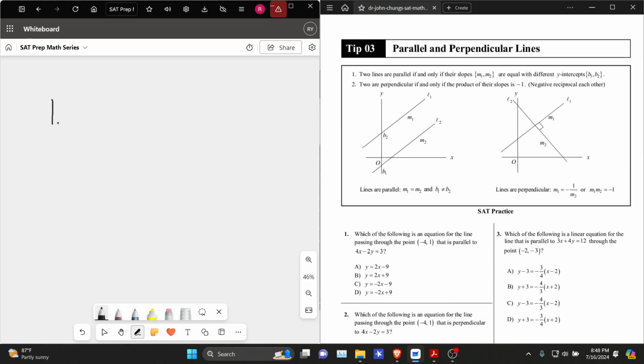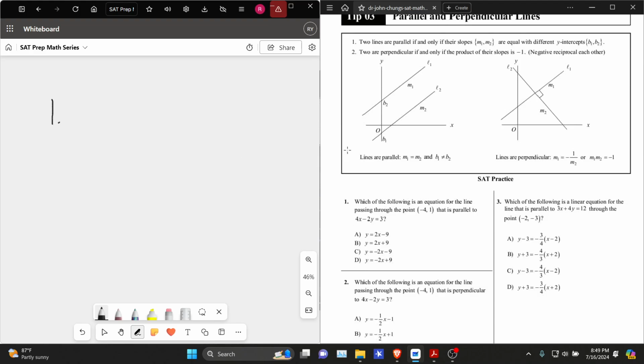Okay, let's do question 1. Which of the following is an equation for the line passing through the point (-4, 1) that is parallel to 4x minus 2y equals 3? For these types of questions, what you want to do is first find the slope of the equation that's given to us. So let's write that out: 4x minus 2y equals 3.